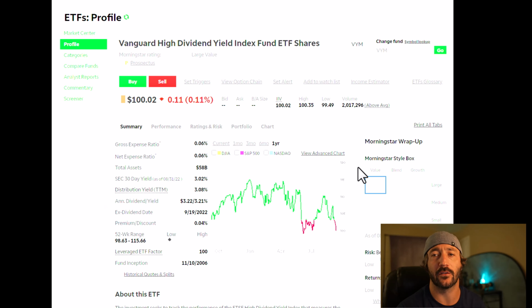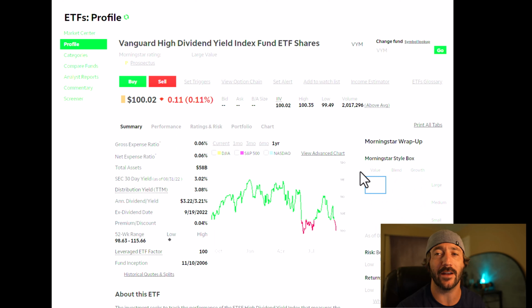I want to explain this graph over here. It was confusing when I first started. You can see it looks like a tic-tac-toe chart, kind of. The top row is large, the second row is medium, and the bottom row is small. Then you have value, blend, and growth.